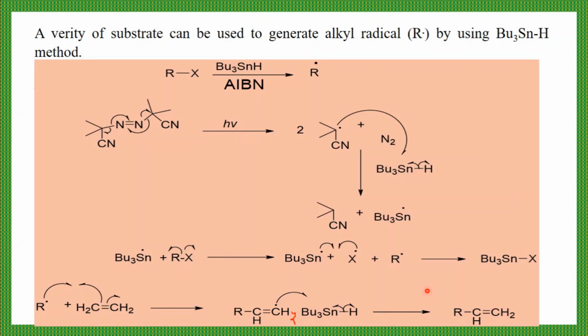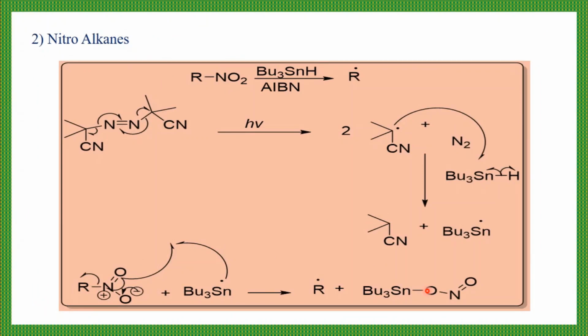Now we'll see the next, that is generation of R radical from nitroalkane. So this is one of the substrates. That's why I'm telling you that tributyltin hydride has a wide range of application. It can generate alkyl radical from alkyl halide, nitroalkane, and xanthate. So here this is the general formula for nitroalkane. This nitroalkane on reaction with tributyltin hydride and AIBN, you will get this R radical.